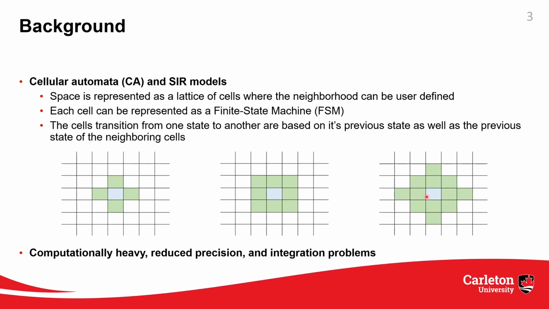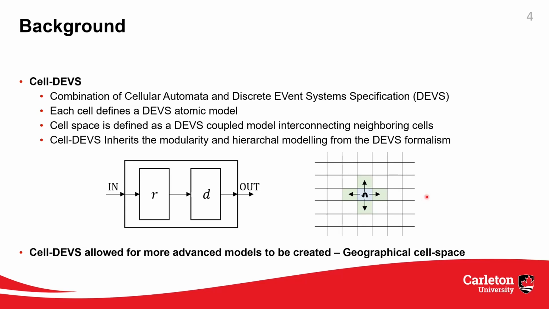These are the main motivations for using CellDevs. CellDevs is a combination of cellular automata and the discrete event systems specification. Now, in CellDevs, each cell is defined as a DEVS atomic model, and the entire cell space is defined as a DEVS coupled model, where each cell is interconnected. So we still have that cellular automata way where each cell is interconnected and its neighbors are connected to each other, but now each cell can be represented by a DEVS atomic model.